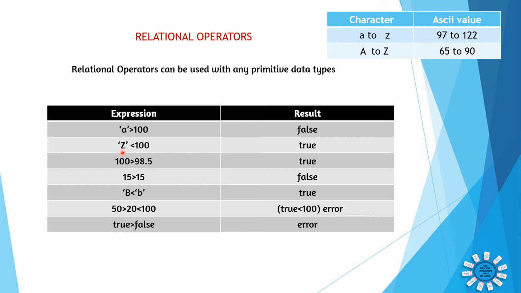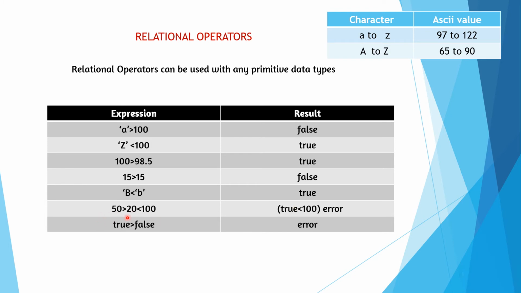answer is false. And capital Z less than 100, capital Z, here we can see it is 90. ASCII code is 90, so it is less than 100, that means answer will be true. 100 greater than 98.5, decimal number and integer number will work in relational operator, so answer is true. 15 greater than 15, answer is false. 15 is equal to 15, it is not greater than 15. And capital B less than small b, capital B is 66, and small b is 98. So condition is true. And if we are combining two or more values like this, error will come.